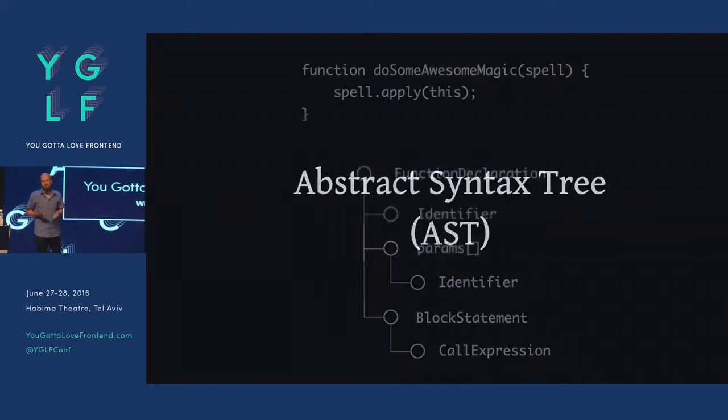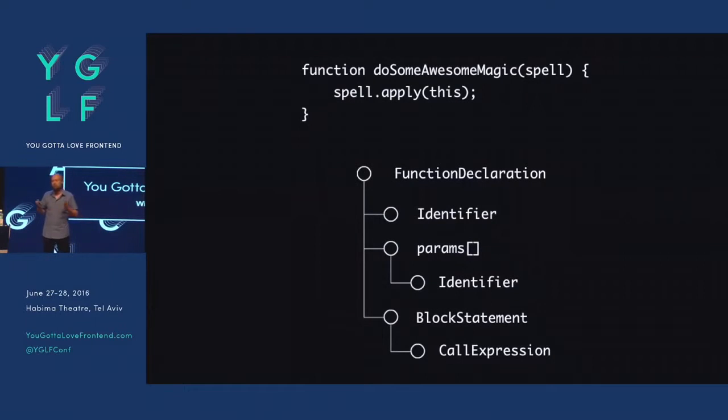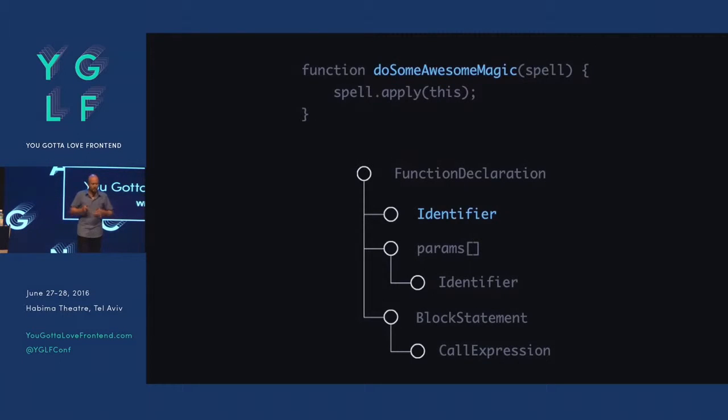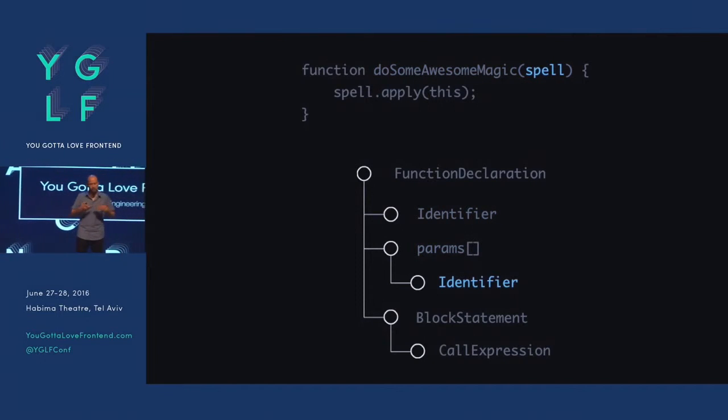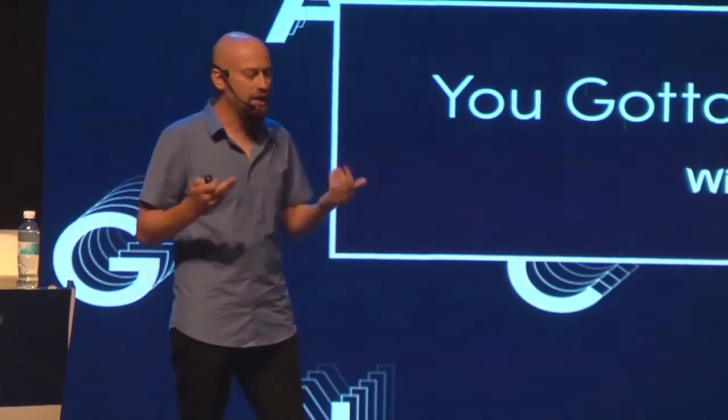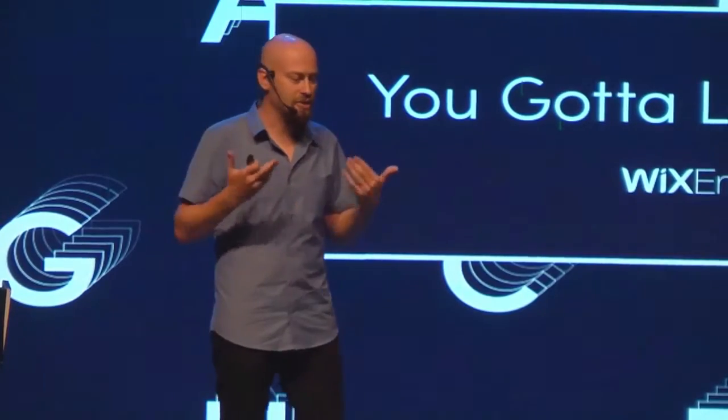AST is a nested data structure which describes every single meaningful point in our source code. So every node in this tree corresponds to some part in the JavaScript function declaration that I'm showing you in this example. So we have all kinds of nodes. We have identifiers. We have block statements, call expressions. There are tens of types of nodes inside our abstract syntax tree.